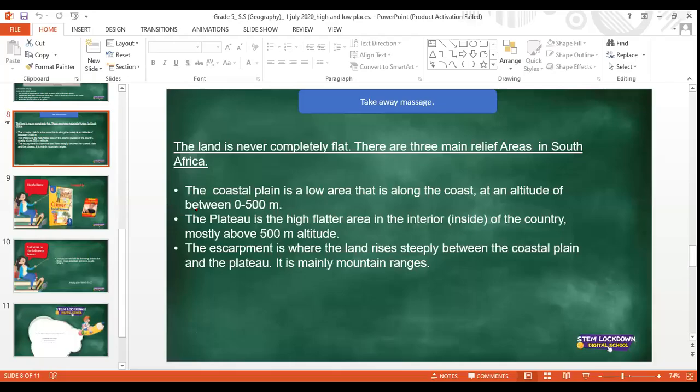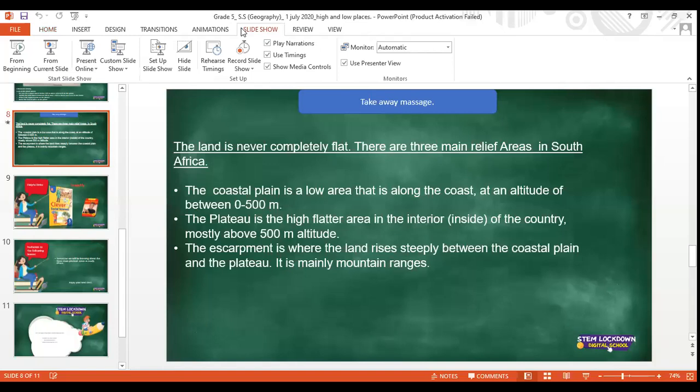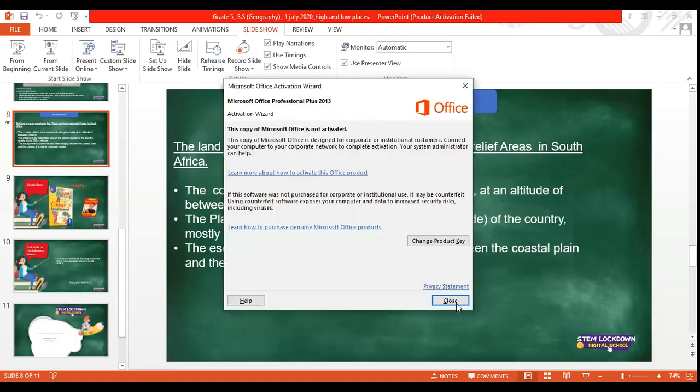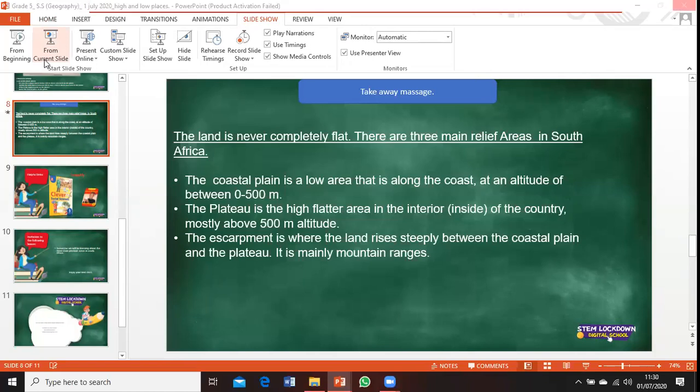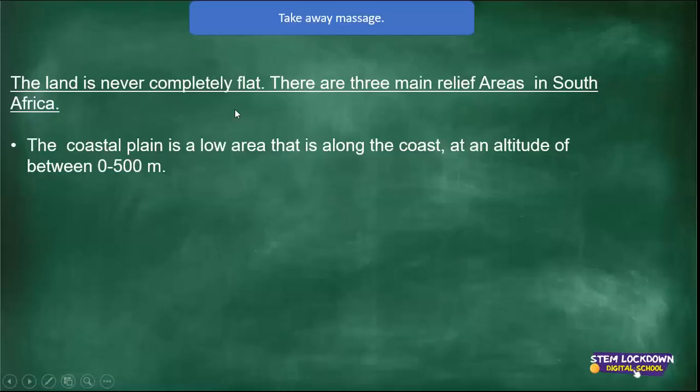Completely flat, right? I said that the land is never completely flat. There are three main relief areas in South Africa, which are the coastal plain, as we saw on that picture. The coastal plain is where the sea and the land meet, and it is measured at 0 meters, right? So the land is never completely flat.